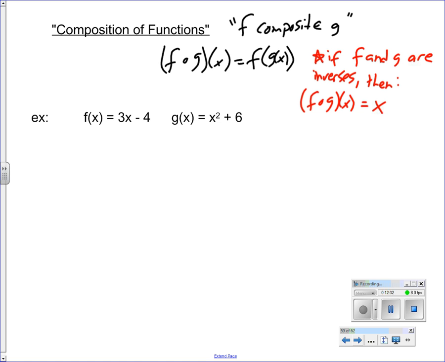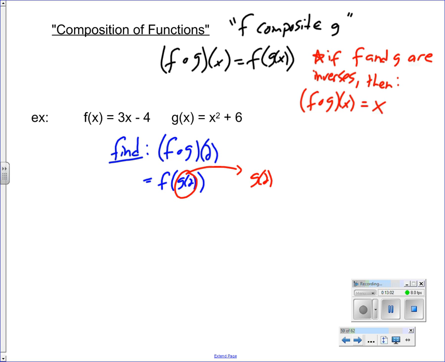So using these two functions here, we'll do an example. We'll find f composite g at 2. What this means is I'm going to find f at g of 2. The first thing I have to do, just like our order of operations, is do parentheses first. I have to find out what g of 2 is. So g of 2, I plug into the g function: 2 squared plus 6, which gives me 10.